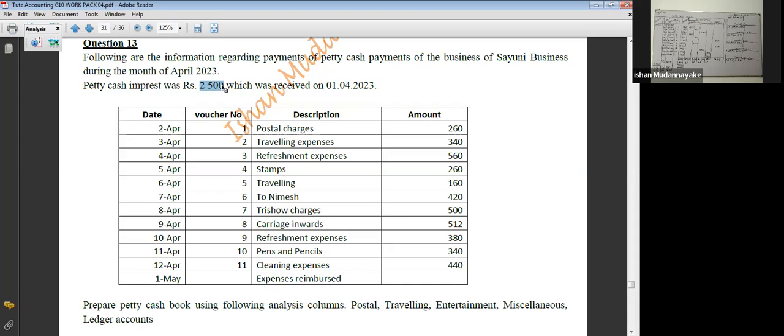Lamai, quickly start question number 13 and send me answers. At least send me the petty cash book. No need for ledger accounts. Come on, quickly start and send me answers. We'll complete question number 13 today. A question similar to the last question. Please complete and send me answers for this question.